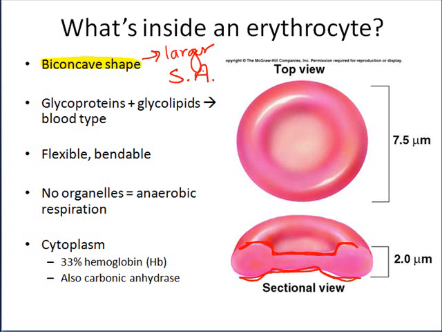Another unique quality of your erythrocytes, remember, is that they are without a nucleus, or anucleated. Remember, we ejected that nucleus during development in the bone marrow. If we look inside the cytoplasm of the erythrocyte, we can see that it's made up of, obviously, water, as all cytoplasm is, but on the surface of the plasma membrane it also has a lot of glycoproteins and glycolipids that together contribute to the blood type.